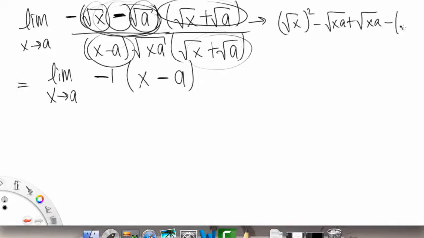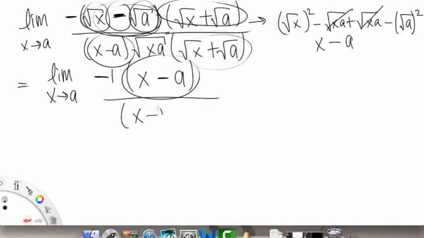Minus, there we go, a square root of a squared. And these two terms cancel out in the middle, and those turn into an x minus an a. Okay, so that's how we got that. And then on the bottom we have our x minus a there. So this is looking nice, right? So we have something that looks like that.